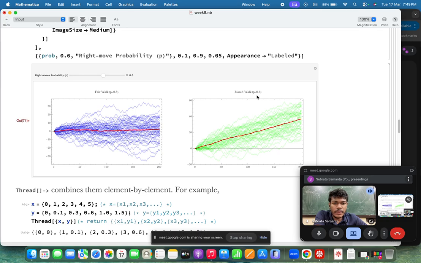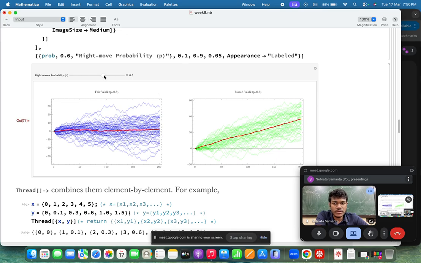So, you see for 0.6, if the probability of moving plus one is 0.6, the trend is positive, it is not 0. For the fair path, the average is around 0 and the spread is basically again square root of n. Here also the spread around the average increases, but the average is shifted as time goes on.